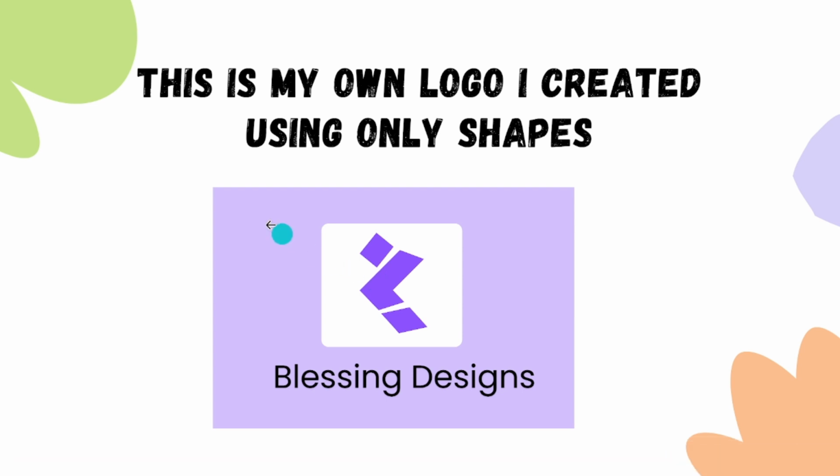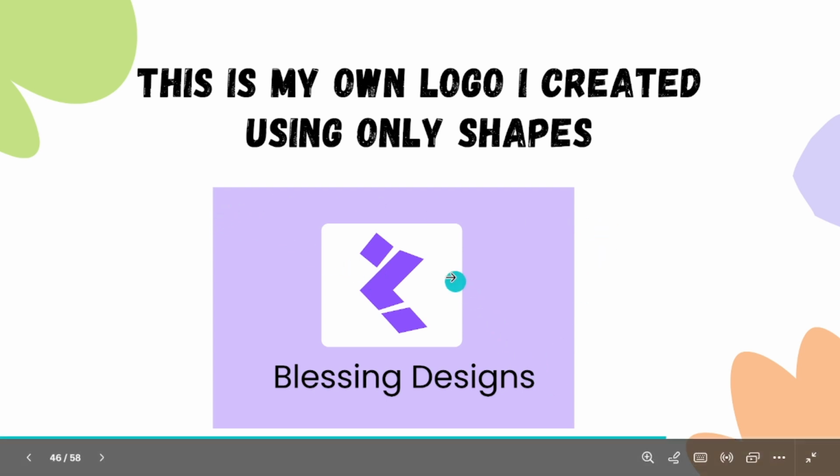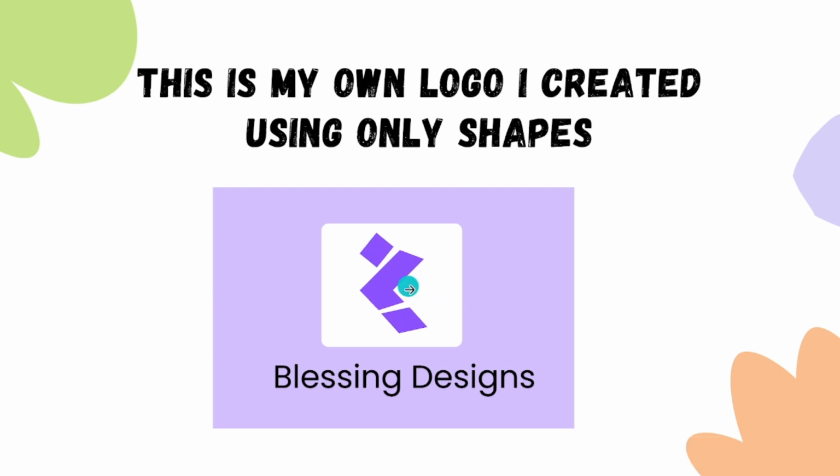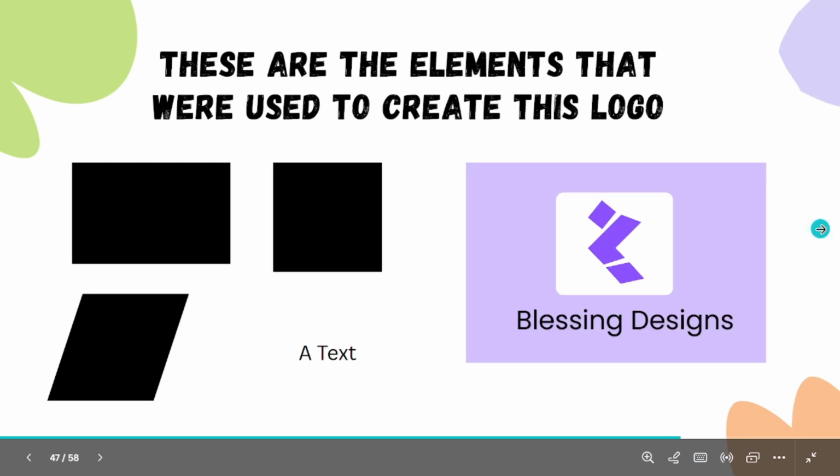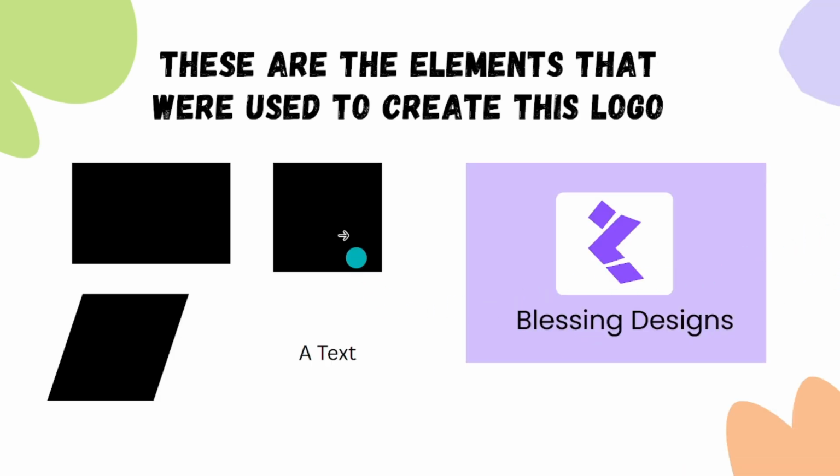So basically this is just a shape. This is another shape, a rectangle, a square. Then I used different types of rectangle, right, to just make this logo right here, and then a text. So then look at the elements that I use to make my own logo, right? I have a rectangle, a square, a parallelogram, and a text.